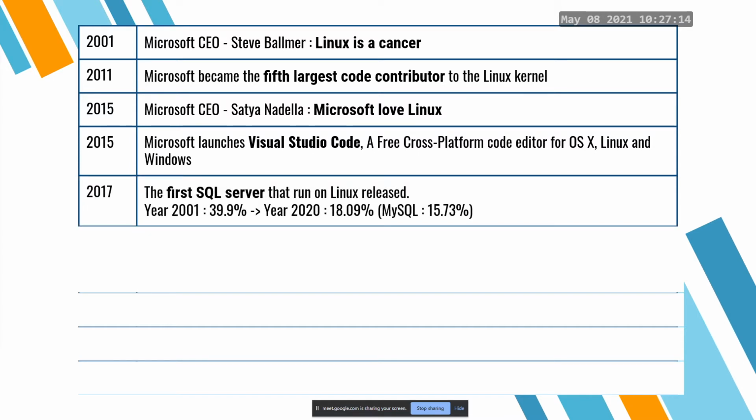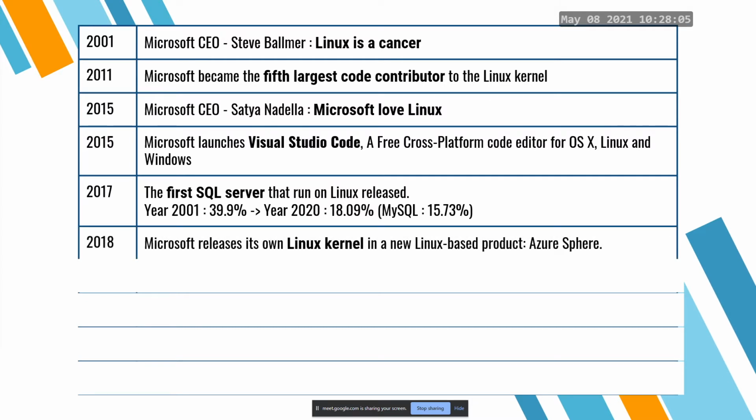So in 2017, Microsoft SQL Server for Linux was released. Why? Because in 2001, when they said Linux is a cancer, their SQL market share was still about 40%. But after 20 years, their market share was cut into half, it's only 80%. At the same time, MySQL had gained about 15% of the market share. Of course, Oracle still has a big chunk of market share. What we can see here is that if you don't let your SQL run on Linux, sooner or later you will be out of the market.